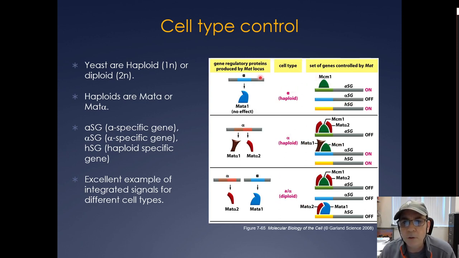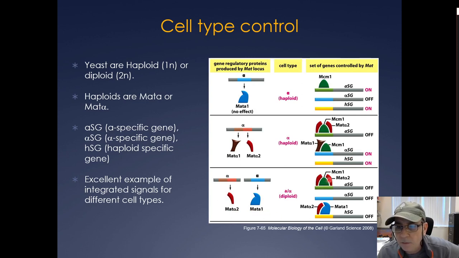And here's how it works. In an a cell, you have expression of the MAT-a1 gene, and that has no effect. And so MCM1 will express a-specific genes. Now, in the alpha haploid, you get MAT-alpha-1 and MAT-alpha-2, and MAT-alpha-2 is a repressor that binds to MCM1 and prevents expression of a-specific genes, whereas MAT-alpha-1 is like a co-activator that helps MCM1 express alpha-specific genes.